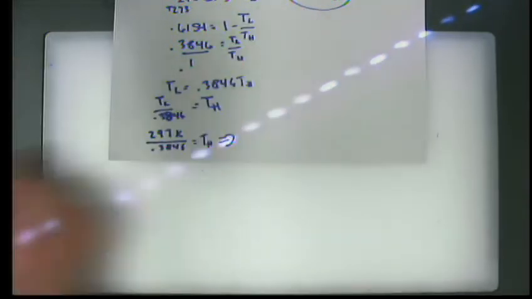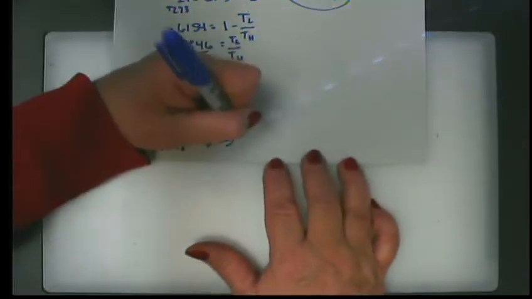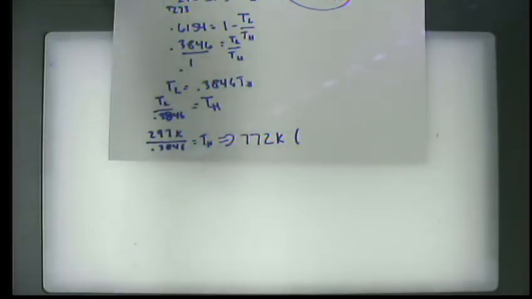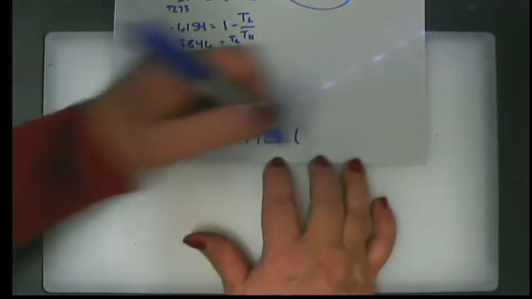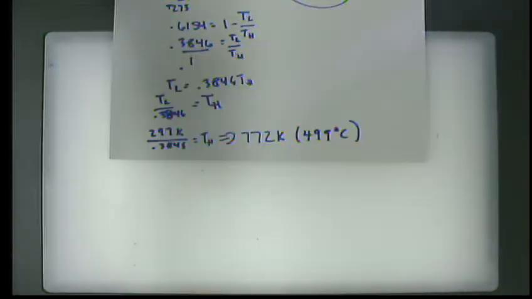So if I do that math, I get 772 kelvins. And I could subtract 273 from that to report it in degrees Celsius, 499 degrees Celsius.